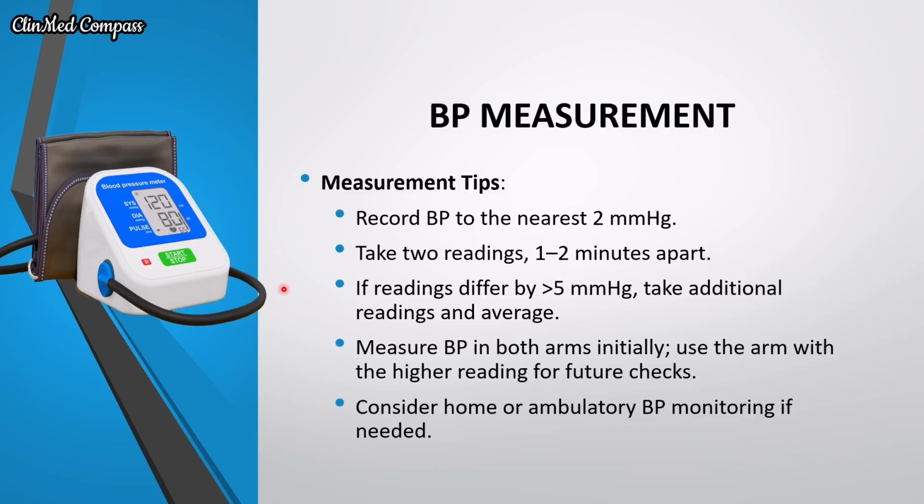Measure the blood pressure in both arms during the initial visit and use the arm with the highest reading for future checks. If there is a suspicion of abnormal BP patterns, consider home or ambulatory blood pressure monitoring. Accuracy at this stage can make all the difference in the diagnosis and follow-up.